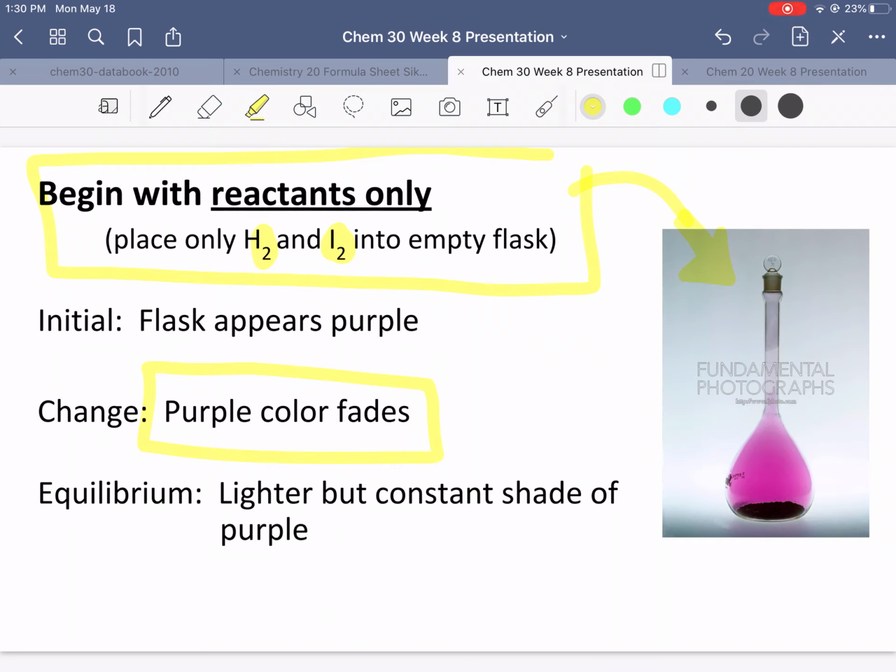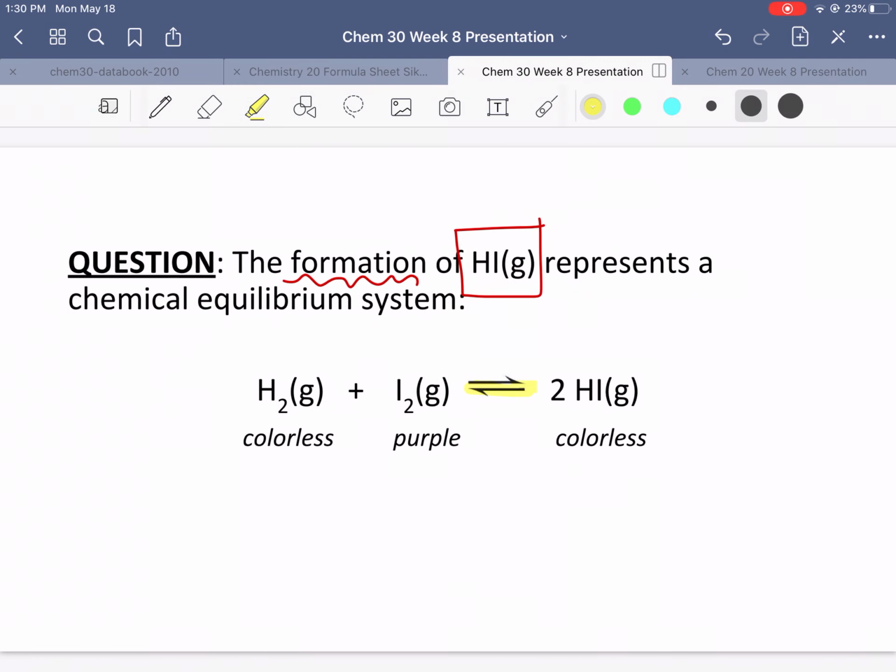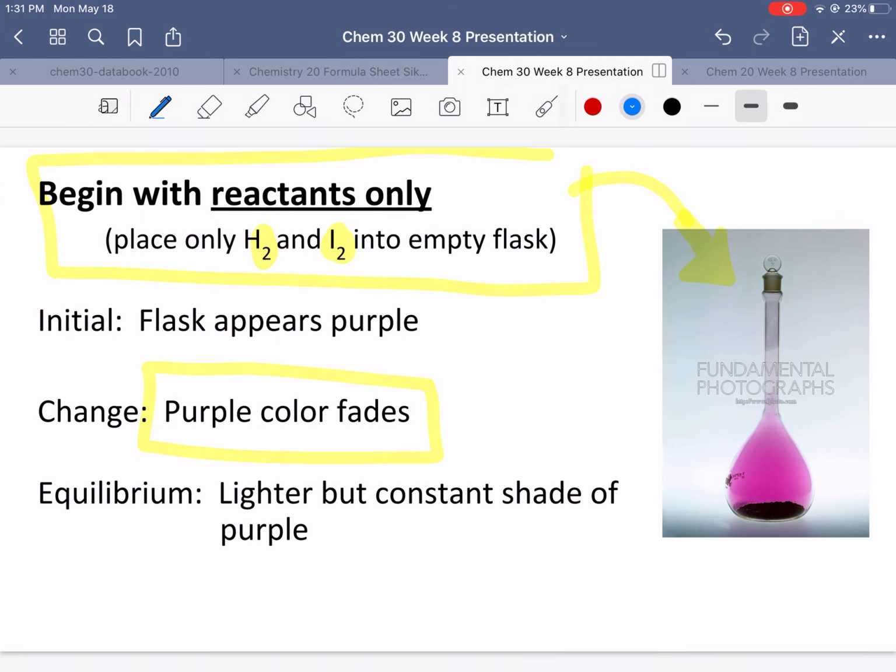Is the purple still there? Yeah, it is, which is interesting. How do we know that? Well, we know that empirically. We've seen the evidence in experiments that the purple color remains. So if it's not completely colorless, that means we're not fully to the hydrogen iodide gas. Some of the purple iodine gas must still remain. Lighter shade of purple. Stays constant once it's at equilibrium.